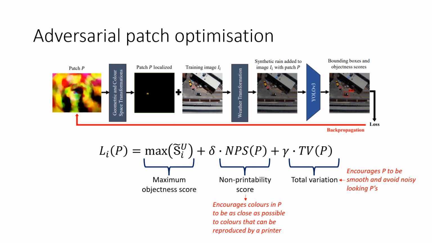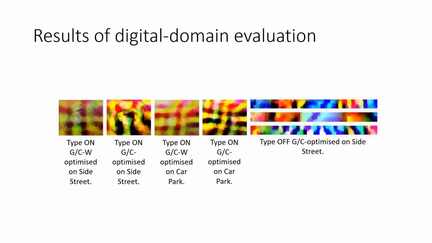Lastly, the loss is calculated, and as you can see, it comprises three terms, where the first term extracts the maximum objectness score predicted by the car detector. Minimizing this term is what causes the car detector with patches to go undetected. The NPS term encourages the colors of the patch to be as close as possible to the set of colors that can be reproduced by a printer, and the TV term encourages the patch to look smooth as well as prevent noisy looking patches from being generated. Essentially, both the NPS and TV terms help with the physical realizability of the patch. To generate physically realizable patches that can hide cars from being detected, we simply minimize this loss function using the Adam optimizer.